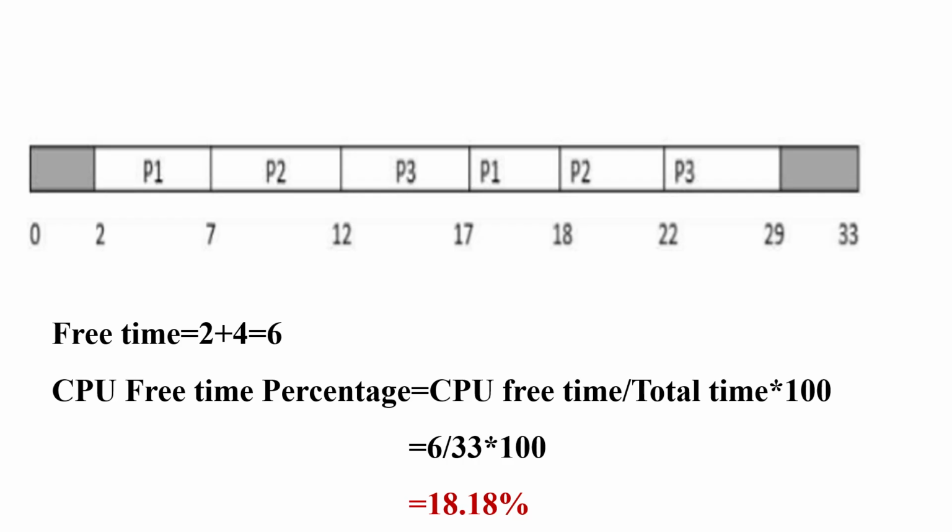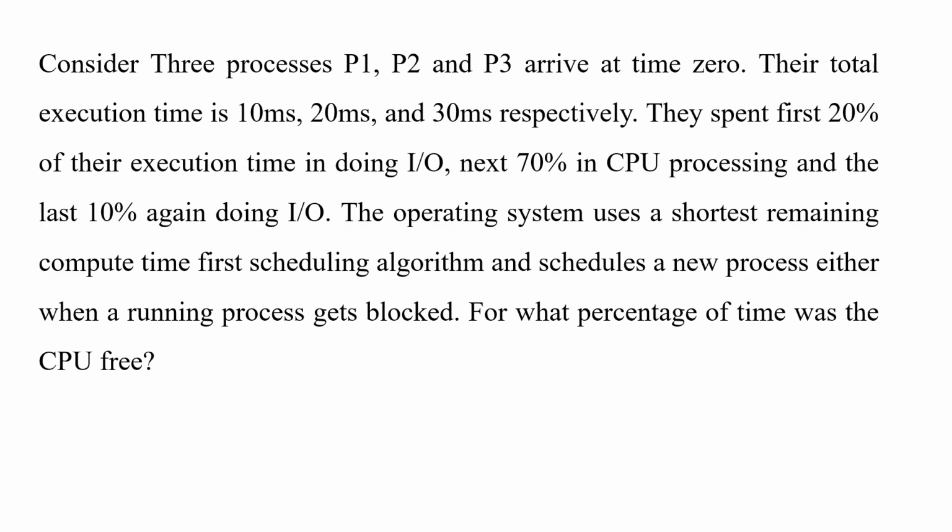So CPU free time divided by total time. Obviously, when you calculate the percentage, you multiply it by 100. So you'll be getting 18.818 percent. So this is your answer, right? So students, hope you understood this, right? I have one more question. You just have a try and then you can cross check your result with my result. Okay. So problem 2, I will read out the problem.